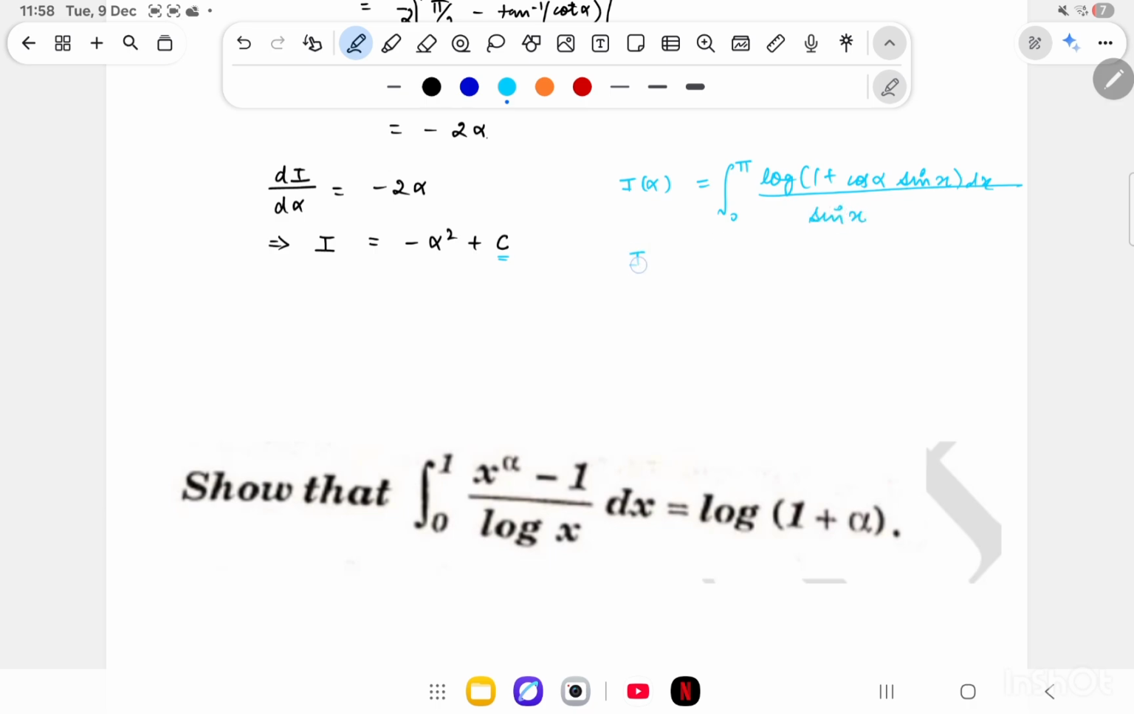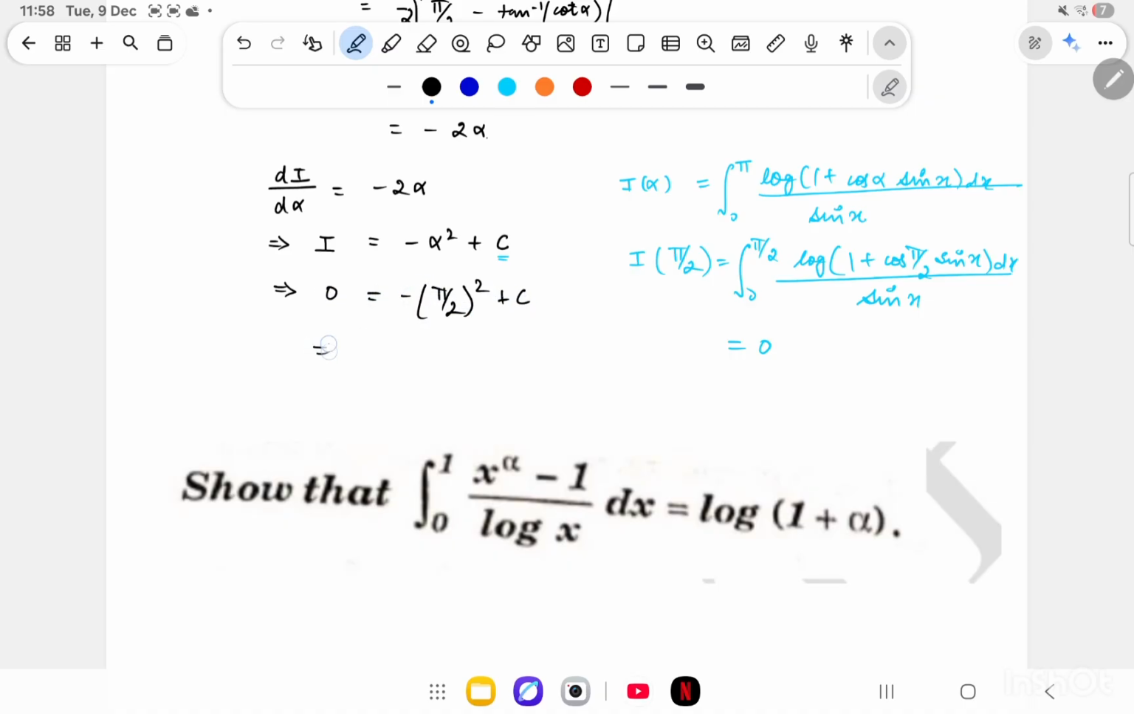Now if from here I evaluate the value of, let's say, I of pi by 2, it will be equal to the integral from 0 to pi by 2 of log(1 plus cos pi by 2 sin x) dx divided by sin x, and we know that cos pi by 2 is 0, so in the numerator we will be left with log 1 divided by sin x, and log 1 is also 0, so I of pi by 2 is 0. Now we can use this information, that I of pi by 2 equals 0. So if I evaluate I of pi by 2, it will be equal to 0 minus (pi by 2) square plus c. So from here I got my c as (pi by 2) square.